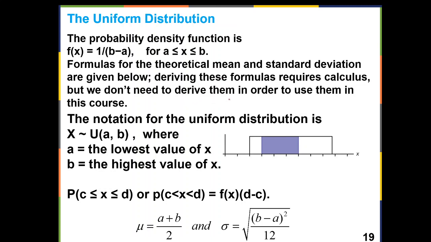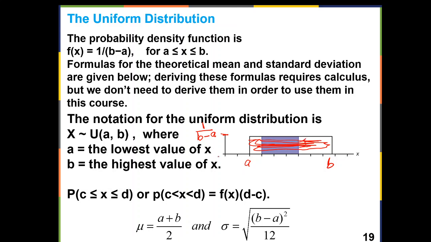So in uniform distribution, what we have is x goes between two numbers. We call them a and b. And the height of the distribution right here is always given by 1 divided by the distance between a and b. The distance between a and b is b minus a. So when you multiply 1 over b minus a by b minus a, you get 1. So the area under the whole rectangle is always 1.